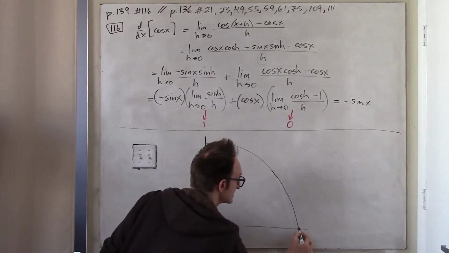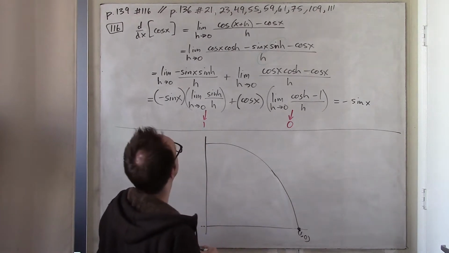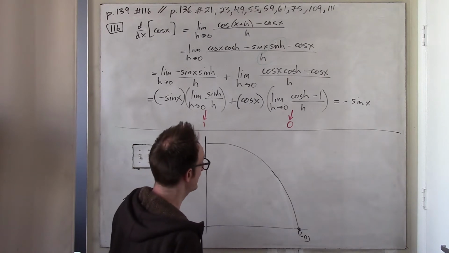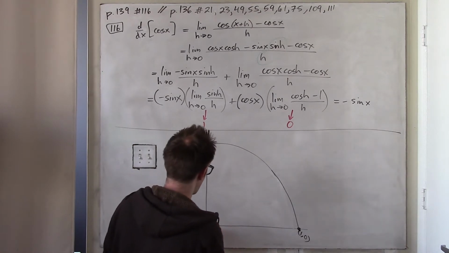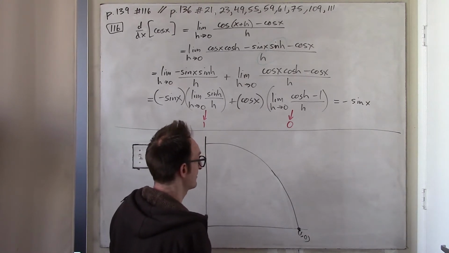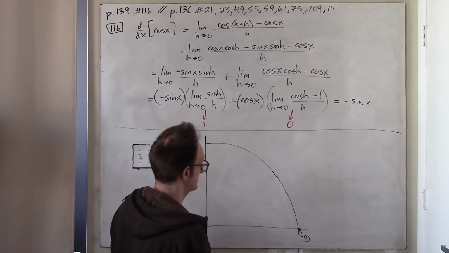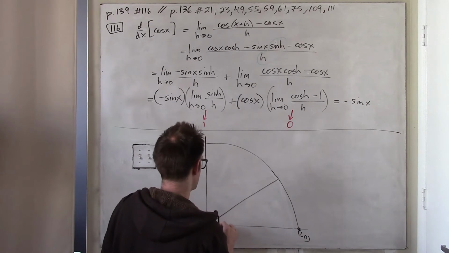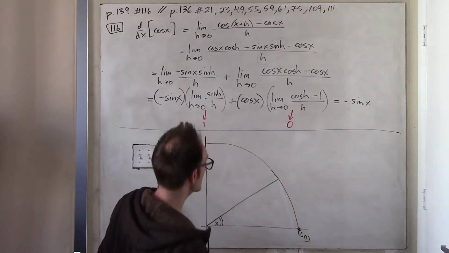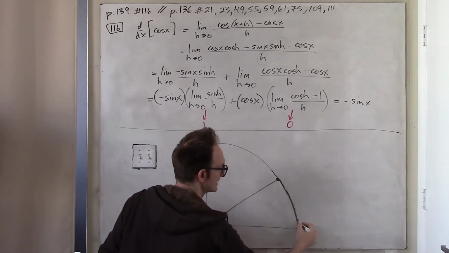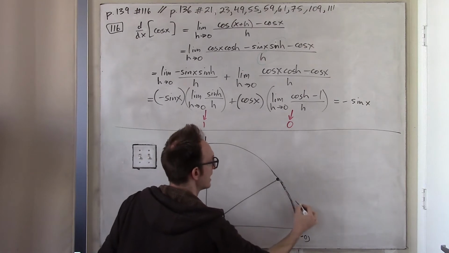Here's the unit circle. 1, 0. What am I doing? I'm trying to find the derivative of cosine. So let me take a certain x value. There it is. This is my angle x, which really means that this arc has length x on the unit circle.